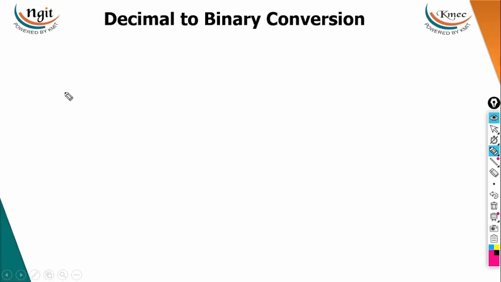Base 10 should be converted to base 2 system. For example, if I am having a number called 17 of base 10, which should be converted to base 2. So the required base is 2.